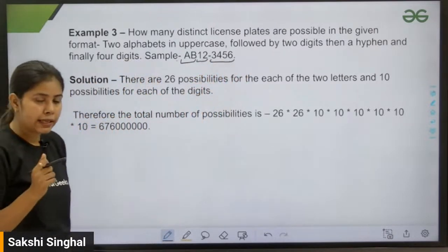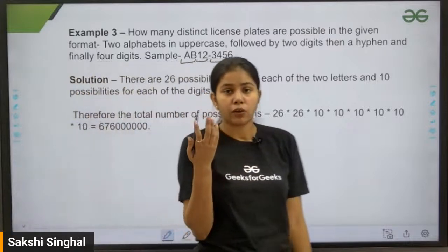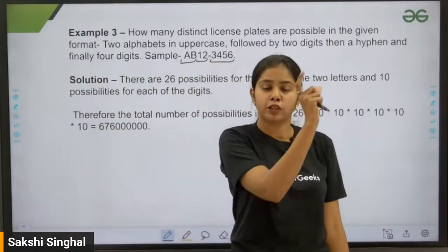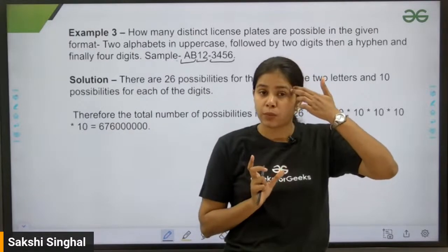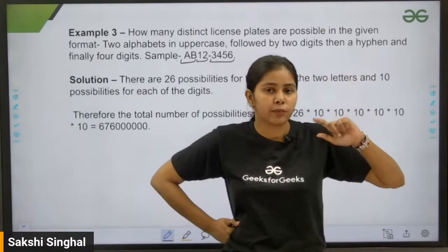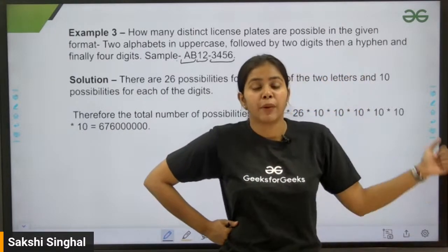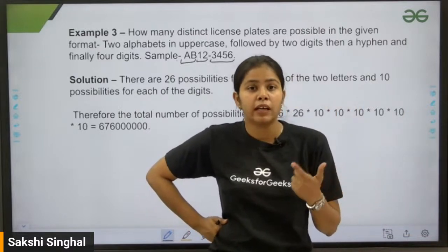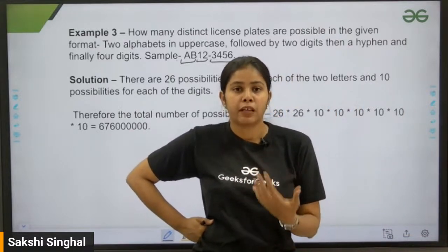So you can see here, like when we were talking about players, when we gave the first position, we had 12 players option for the first position. For the second position we had 11 players option. But here it is not mentioned that we can't repeat letters.